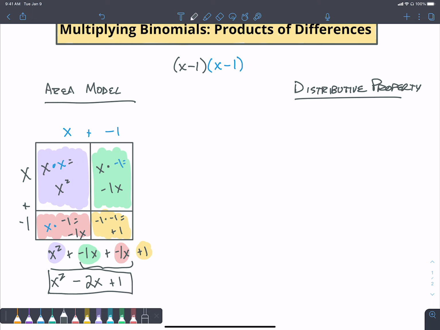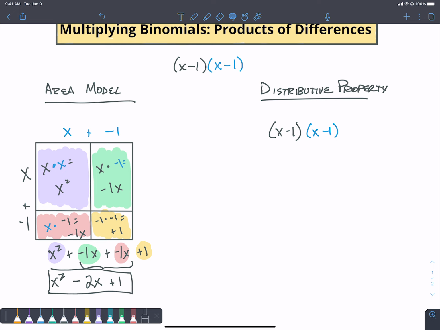Now we could do the same thing using the distributive property like we've done in the past as well. So if we've got x minus 1 times x minus 1, I'm still going to do the same thing. Just like we did before with the distributive property, I'm going to break this.